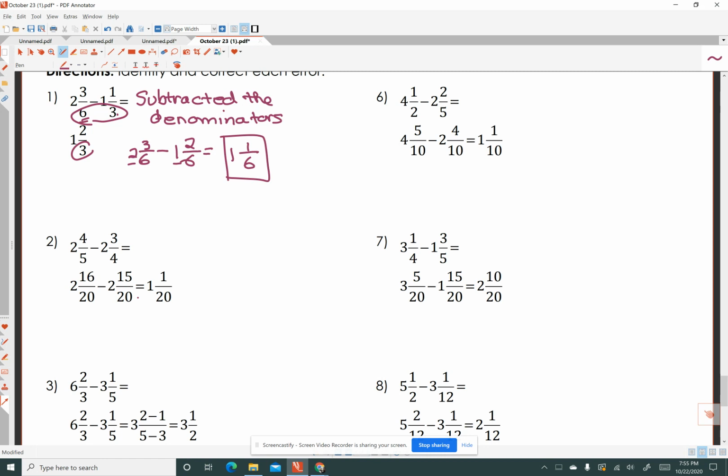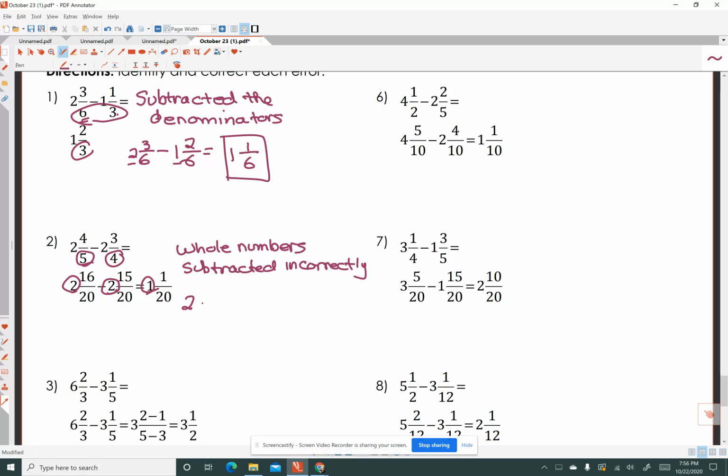Number 2. It looks like the whole numbers were subtracted incorrectly. They did 2 minus 2, and then they got 1. So that's the problem. So whole numbers subtracted incorrectly. So let's do this problem correctly. We have 2 and 5/4 minus 2 and 3/4.